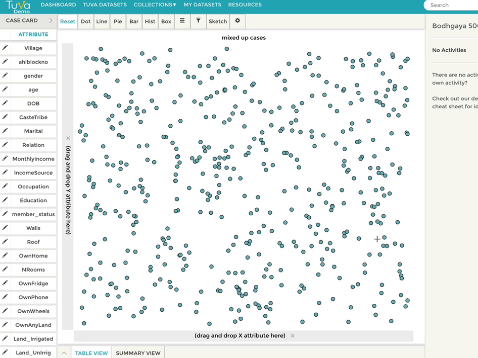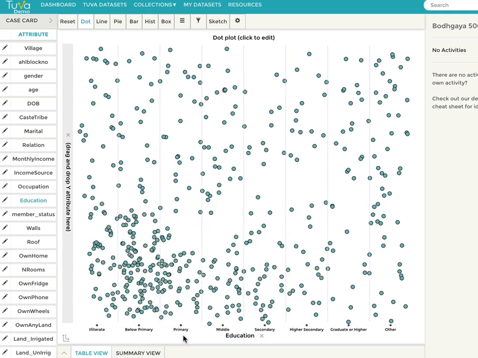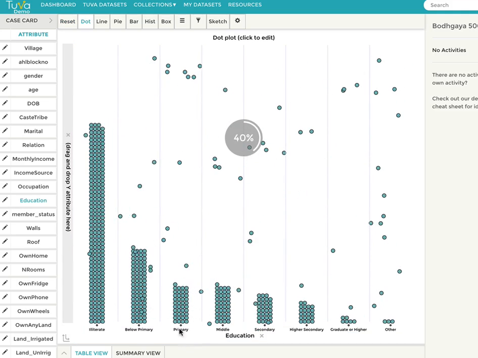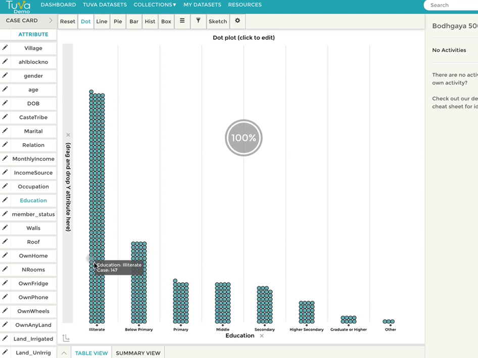Let's begin with something straightforward and revealing. We're looking at the Bodh Gaya 500 file, which is the sample from the entire area, and let's see how education might affect income. So I'm going to put education on the horizontal axis like this, and we can see that more people are illiterate than are below primary, etc., up to very few who've graduated college or had higher education.